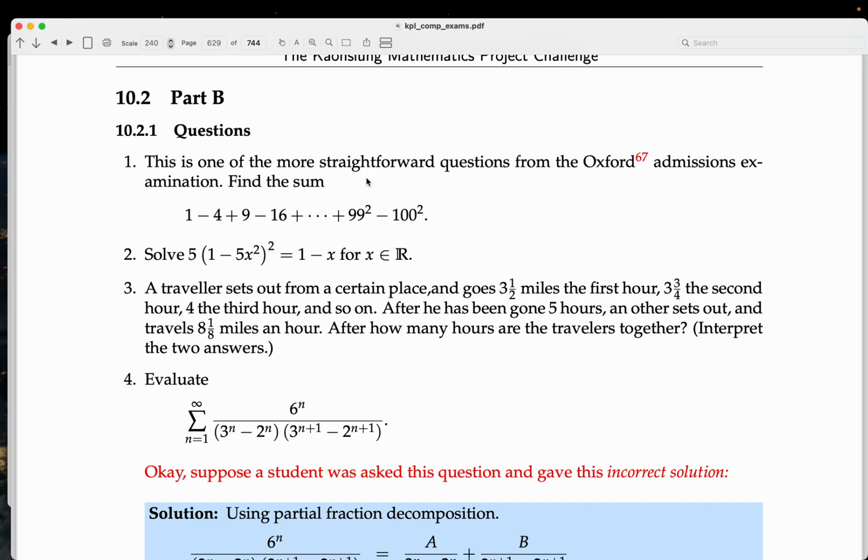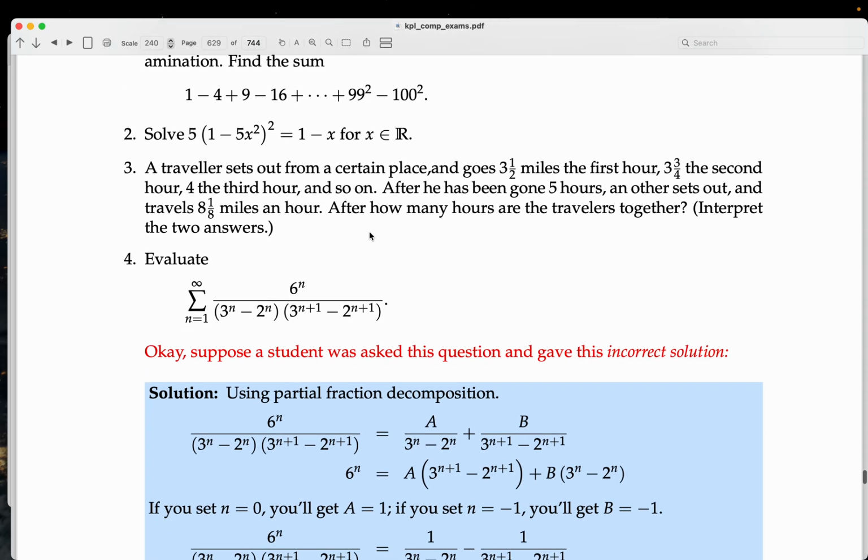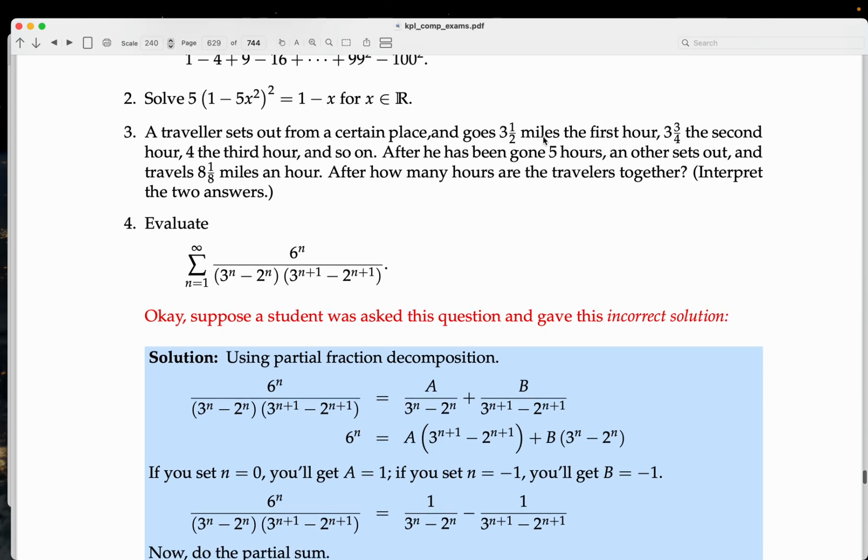All right, so the first one here, it says it's from an Oxford admission exam. The second one looks like a polynomial equation to solve. Number 3 is a word problem. It looks like a related rate problem.